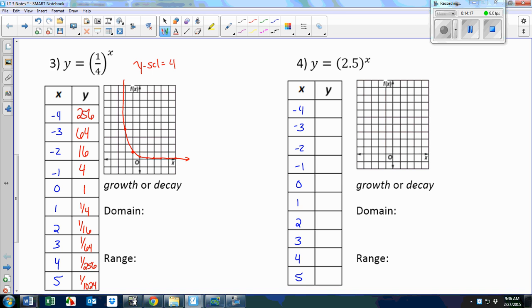So the picture looks like that. Growth or decay? Decay. Domain. All real numbers. Range. Greater than 0. Feeling good?